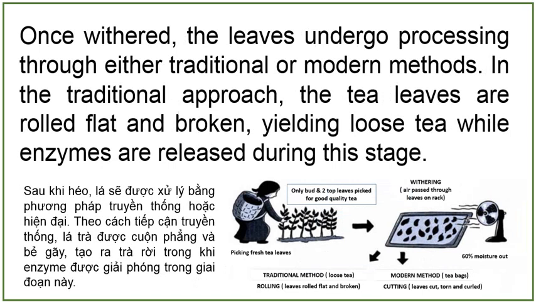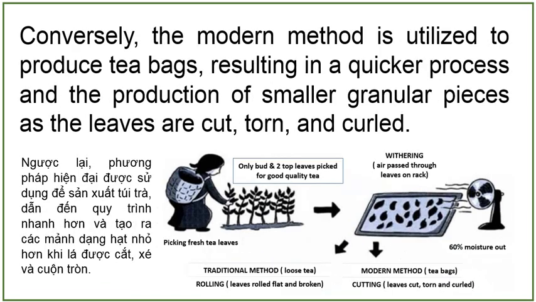Once withered, the leaves undergo processing through either traditional or modern methods. In the traditional approach, the tea leaves are rolled flat and broken, yielding loose tea while enzymes are released during this stage. Conversely, the modern method is utilized to produce tea bags, resulting in a quicker process and the production of smaller granular pieces as the leaves are cut, torn, and curled.